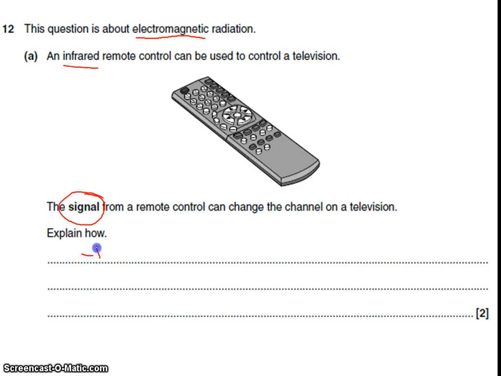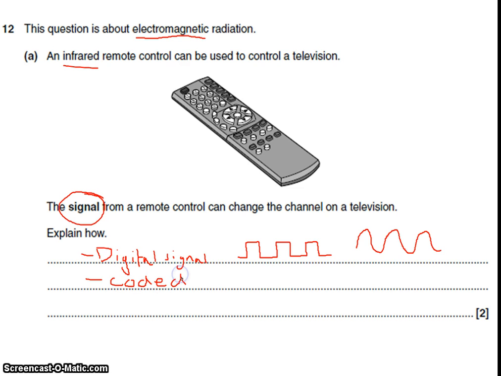So you've got 1 mark for identifying the fact that a digital signal is used, and a digital signal is just one that's either on or off. Okay, so it's either a 1 or a 0, it's on or off. So a digital signal on a graph would look like this. Okay, it's only got 2 values, on or off, as opposed to an analog signal that's variable and continuously changing. So it's a digital signal, and the digital signal contains a code, so it's coded, and that code relates to a specific channel function. Okay, so those are the 2 marks that you'd put for that.